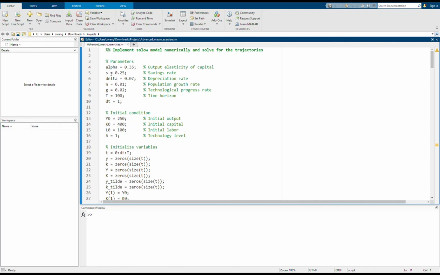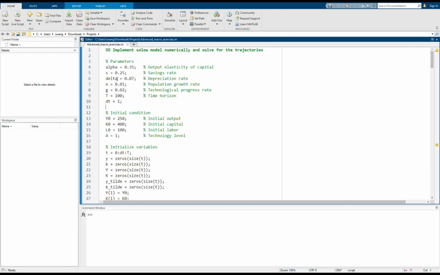For parameters, alpha is the output elasticity of capital. The value of alpha is usually between 0.3 and 0.4, here 0.35. As for the saving rate, it varies a lot across countries. Countries such as the United States have a relatively low saving rate, usually below 20%. Countries such as China usually have a high saving rate, usually over 40%. On average, I choose 25% as the world saving rate, and I think it's a reasonable value.